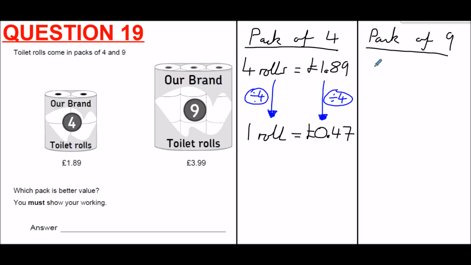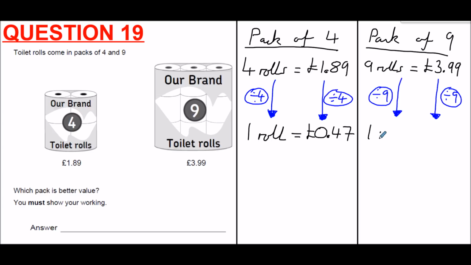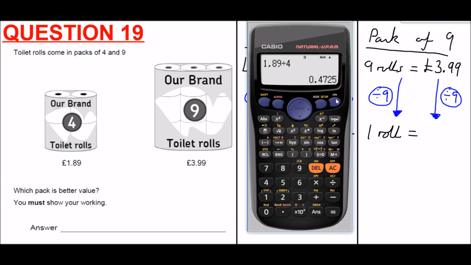Now we can compare that with a pack of 9. A pack of 9 rolls cost £3.99. So in a similar way to before, what could we divide 9 by to get down to just 1? What we could do here is 9 divided by 9, because yet again, any number divided by itself will always give us 1. And so 9 rolls divided by 9 is just 1 roll. And over here, £3.99 divided by 9.